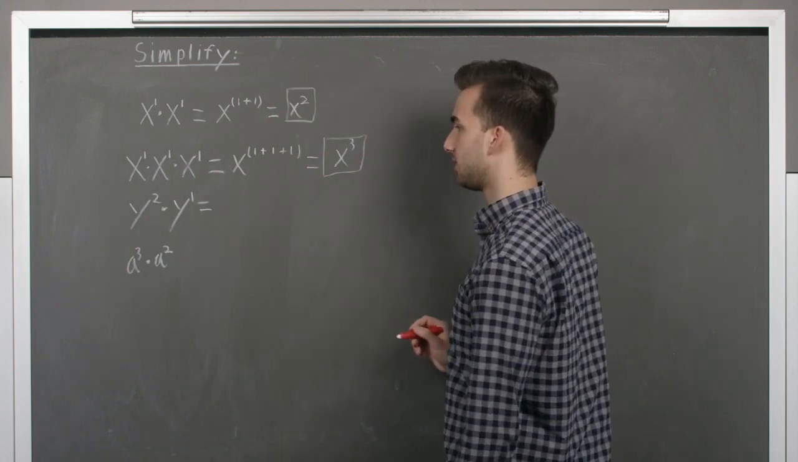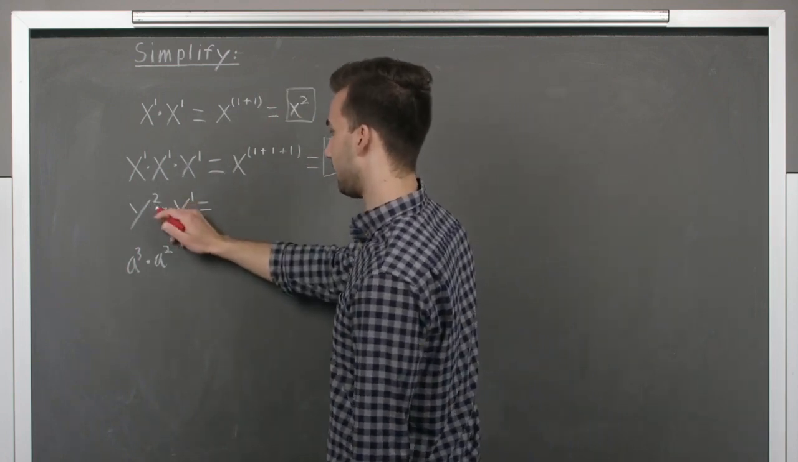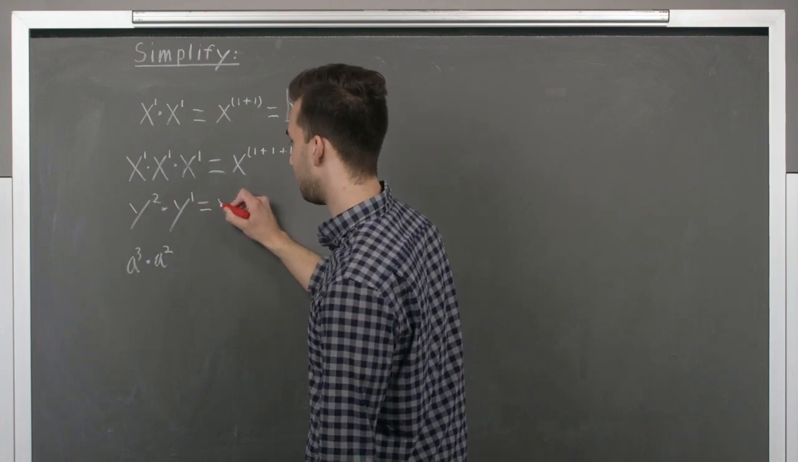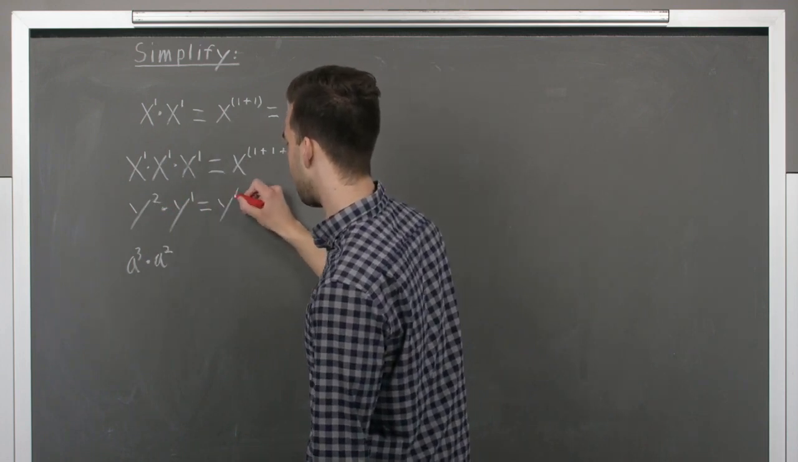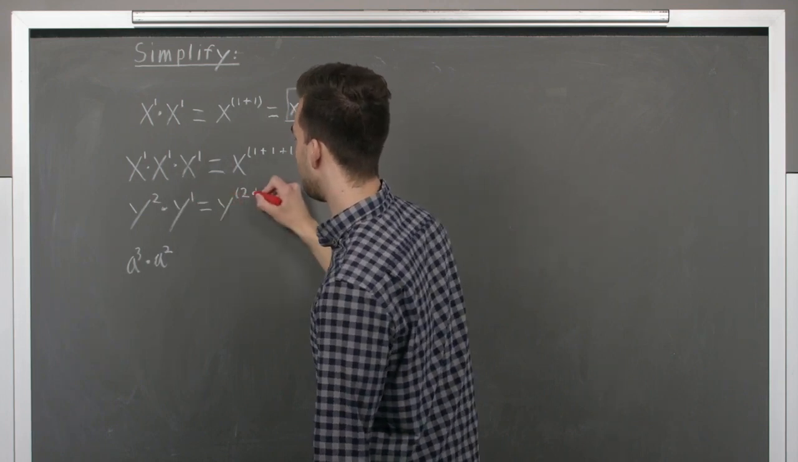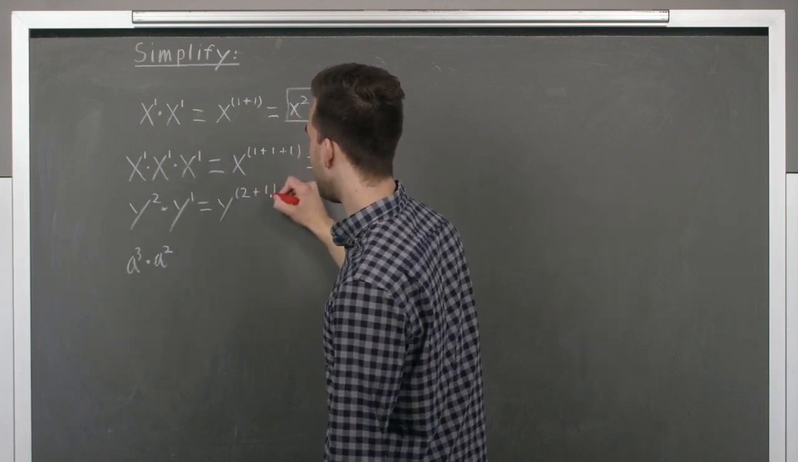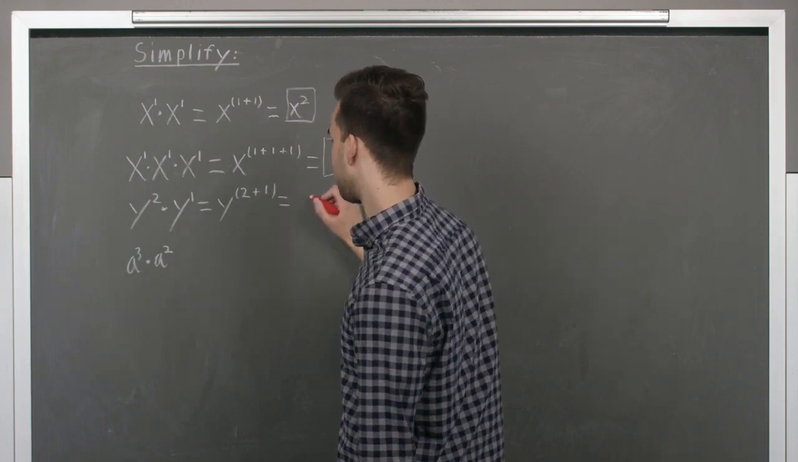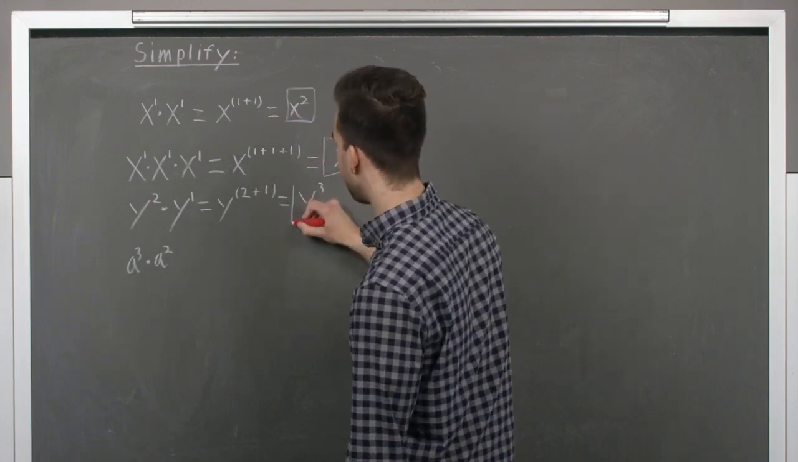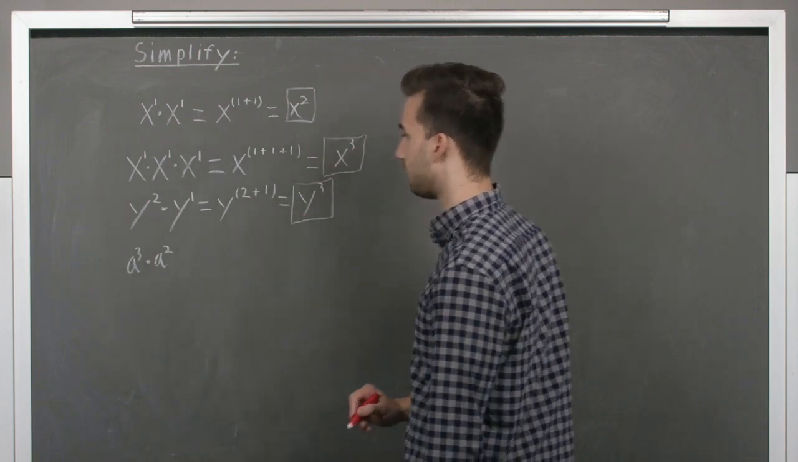And now for this example, for the same variable, remember, we just add up all of the exponents. So we have y squared times y. And how we would rewrite that is y to the power of 2 plus 1. And so 2 plus 1 is 3, so we can rewrite this as y to the power of 3. And that's our solution for that one.